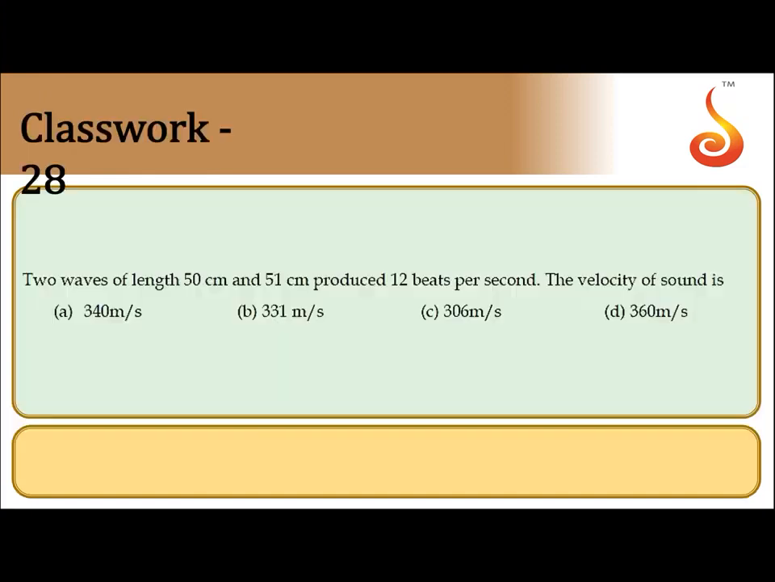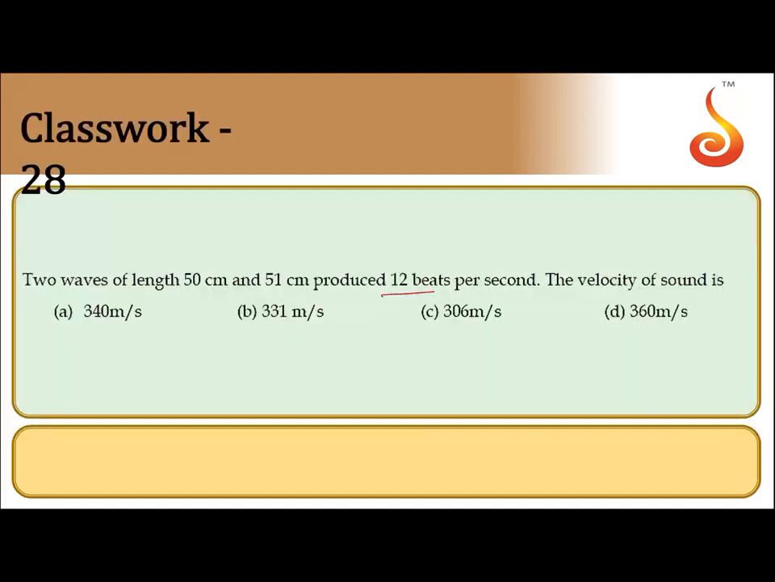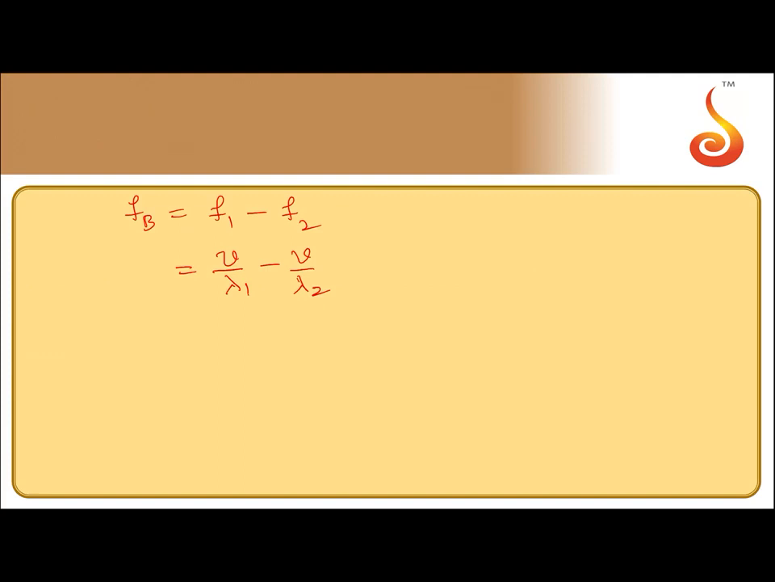So what is the beat frequency? Beat frequency should be the frequency of the first one minus the frequency of the second one. So V by lambda 1 minus V by lambda 2. This is the beat frequency. What they have given, they produce 12 beats per second. One is 50 centimeter, other is 51 centimeter. So this is going to be 12.